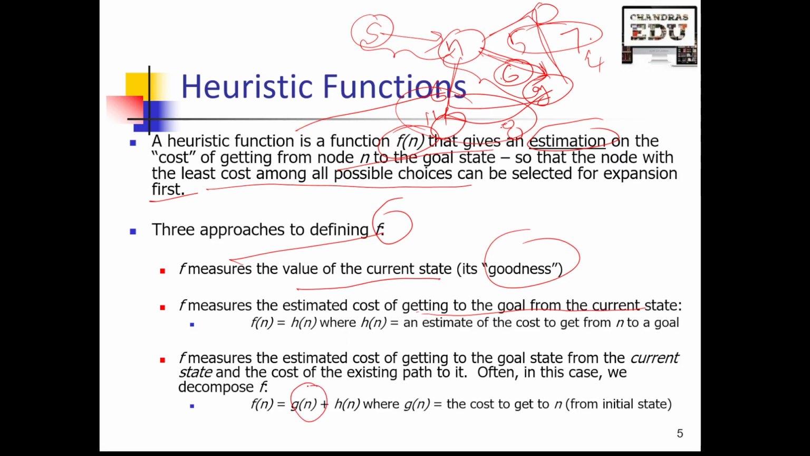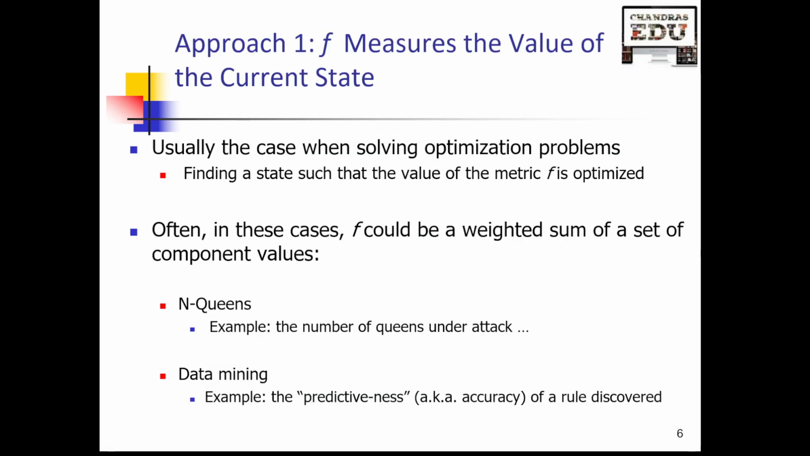So g of n is nothing but the cost from the starting state to the nth state, or we can say the starting node to the nth node, and h of n, as we have seen in the last approach, is the cost from the nth node to the goal node. If we combine those two, we can also call it a heuristic function. We'll see these three approaches in detail in the coming slides.